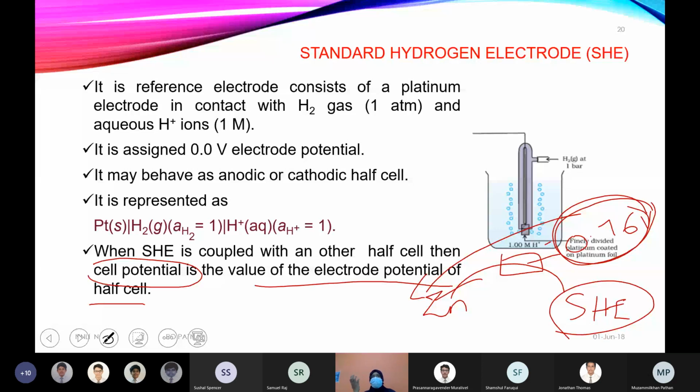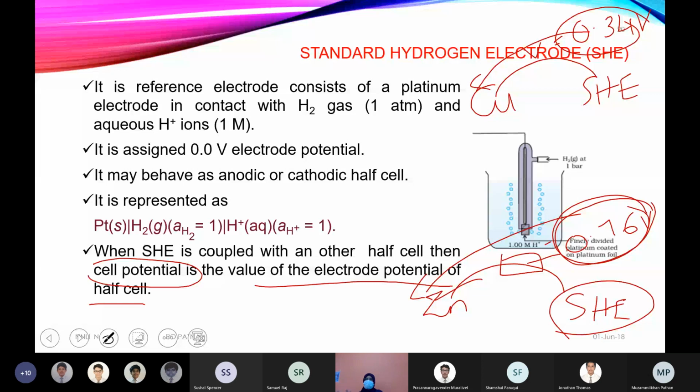Now, the copper half cell will be a different value, like 0.34 volt. So when you connect copper with the standard hydrogen electrode, the voltmeter shows 0.34 volt, which means this is the potential of copper. Like that, you can find all the half cell electrode potentials by connecting them with the SHE. Now, why do you need to have 1.1 volt? That is Daniel's cell.